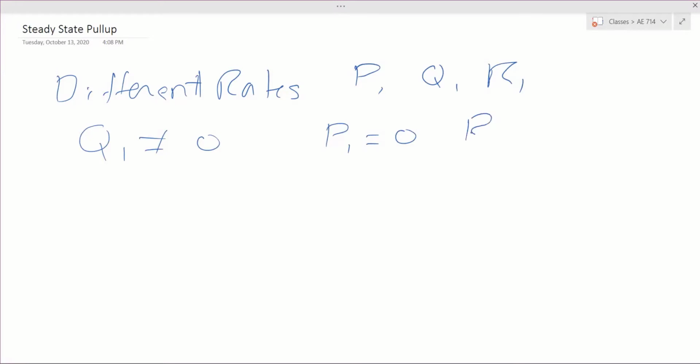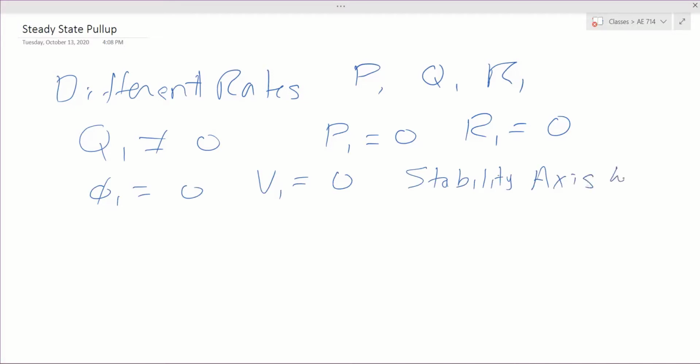P1 is 0, and R1 is 0. And even nicer, the bank angle is 0. And there's no real lateral directional anything, so the side slip is 0. We're in stability axis, so W is 0.